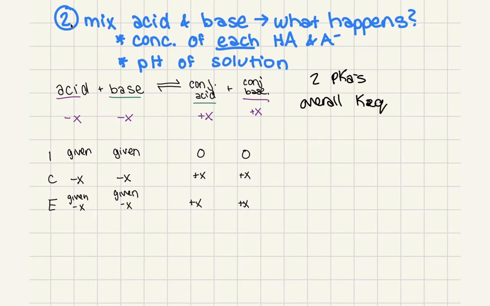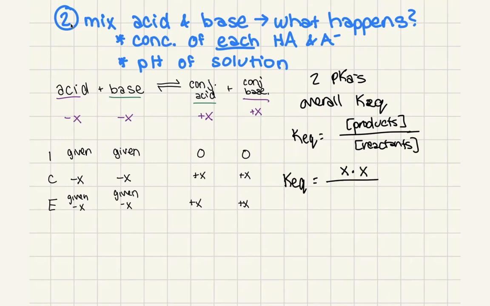And no matter what type of equation we have, the same thing holds for a Keq equation. It's going to be our products over our reactants. It doesn't even have to be an acid dissociation reaction, any type of equilibrium reaction. And so in this case, Keq is going to be equal to our products, so the X from our conjugate acid times the X from our conjugate base over our reactants.